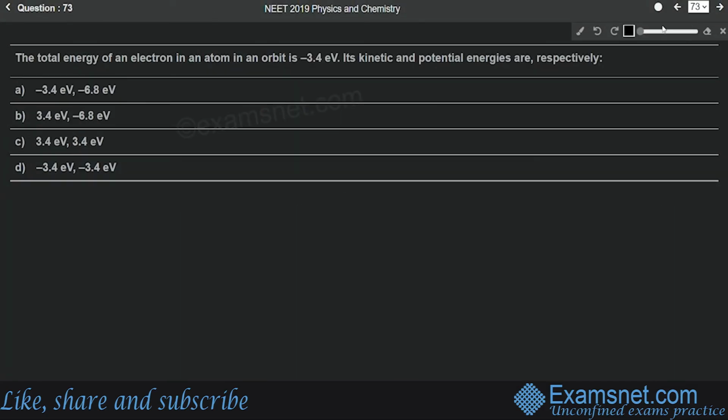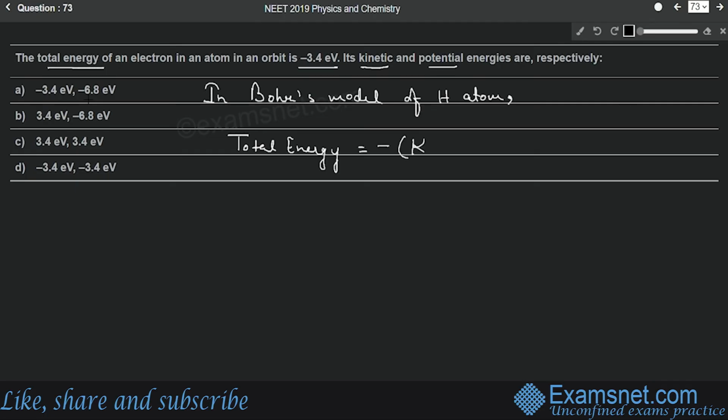Question number 73 is from the chapter Atoms, and the question is: the total energy of an electron in an atom in an orbit is minus 3.4 electron volt. Its kinetic and potential energies are respectively. So we can use the Bohr's model of hydrogen atom here. We should know that in Bohr's model of hydrogen atom, the total energy of the electron is equal to negative of kinetic energy.